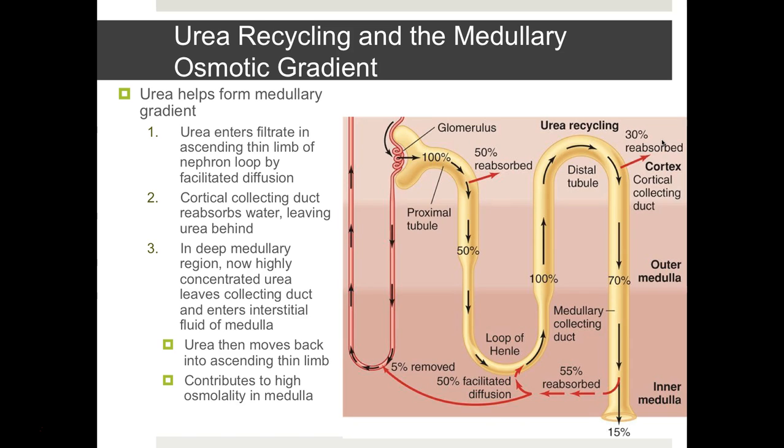In the circumstance of having concentrated urine, that is, our cortical collecting duct is going to reabsorb water, leaving urea behind. And in the deep medullary region, now highly concentrated urea is going to leave the collecting duct and enter the interstitial fluid of our medulla. So out in this range over here is that high osmolality within our medulla. And our urea then is going to move back into the ascending limb, as we saw earlier, and contributes to the high osmolality in the medulla.